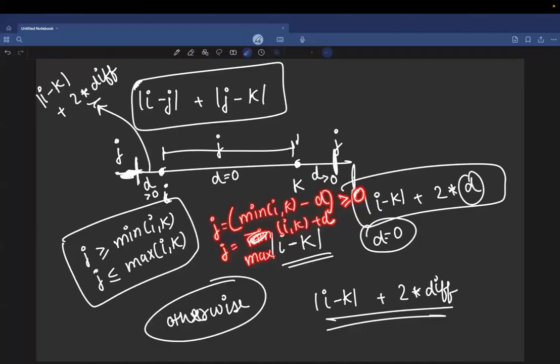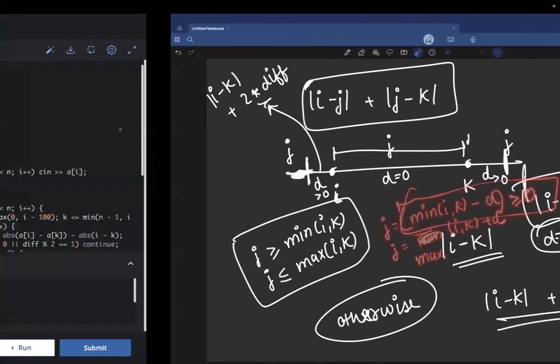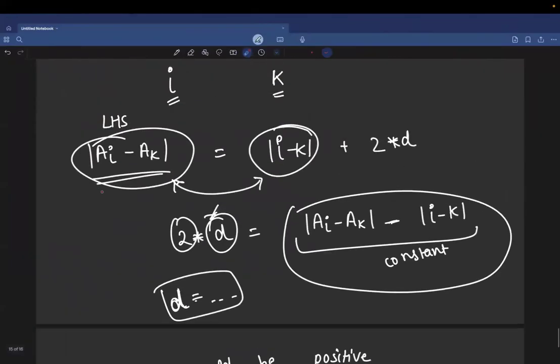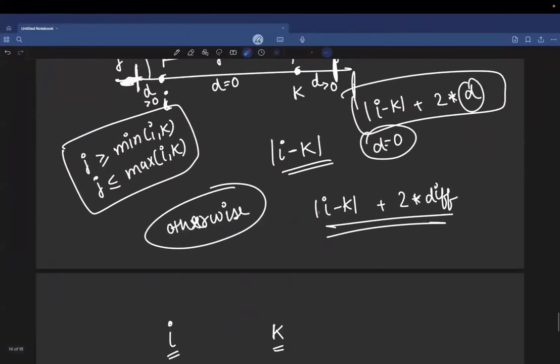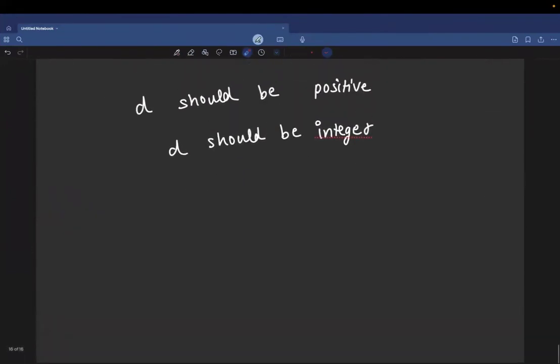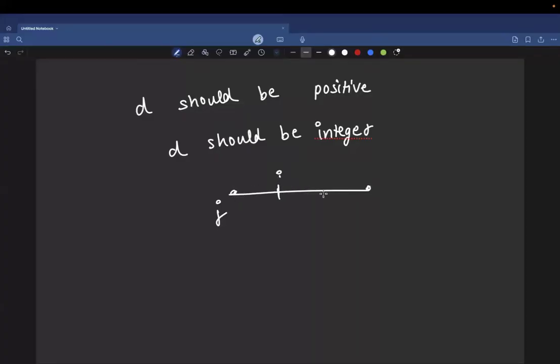In that case, this would be a valid value for j because j is going to work as an index, right? We know that j must be in the range of the indices from 0 to n-1, with 0 based indexing. So with the help of d, you will be able to find out some possible values for j, basically two possible values for j on the number line. Either j will be like here or here.